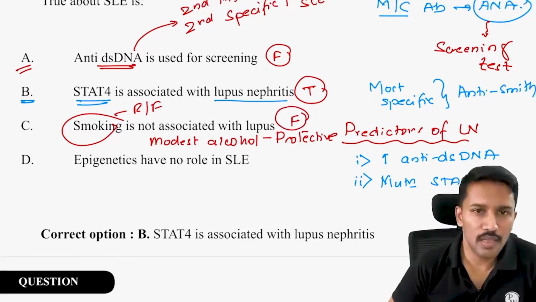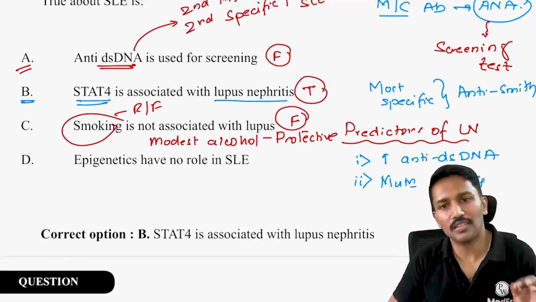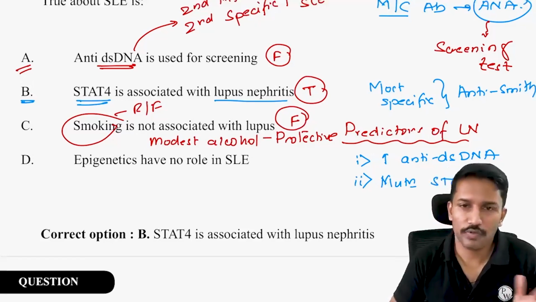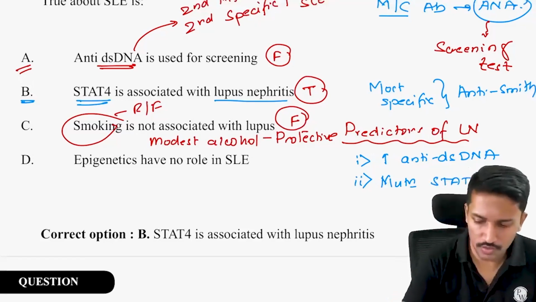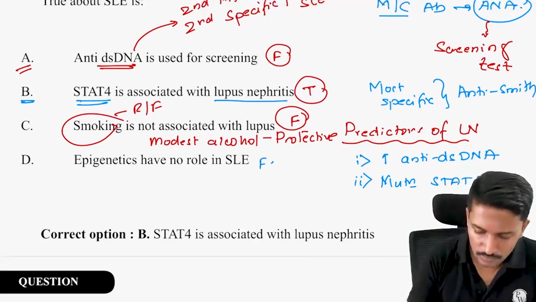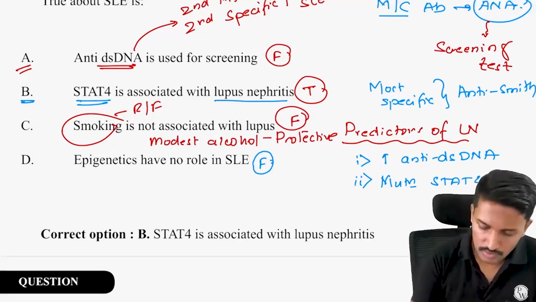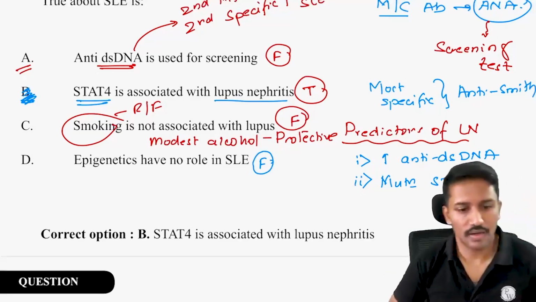The last point is epigenetics have no role in SLE. Obviously that is false, because genetics alone cannot explain the risk of developing SLE. Many patients with no known identifiable genetic mutations do present with SLE. So this is false, because epigenetics does play an important role. So that makes option B the correct answer.